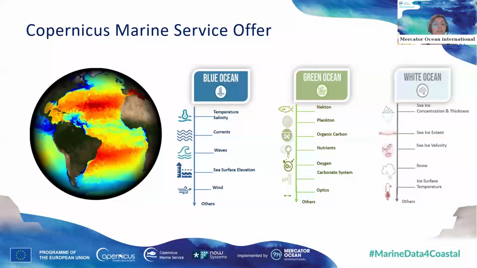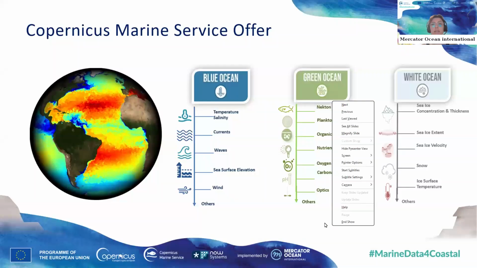We provide several kinds of data. It provides data on the blue, the green, and the white ocean. The blue is about all the physical components of the ocean, so currents, temperature, sea surface elevation. The green ocean is more the biogeochemical component of the ocean, so as you can see, plankton, nutrients. And lastly, the white ocean is ice, so ice coverage, ice velocity, all the frozen part of the Earth, and that's it.